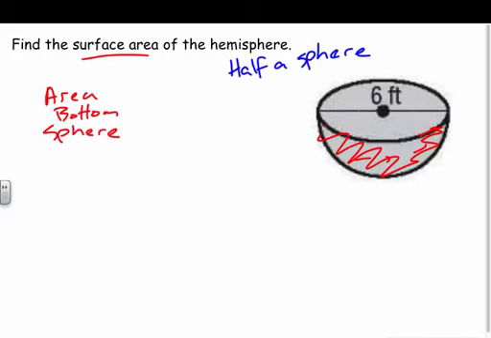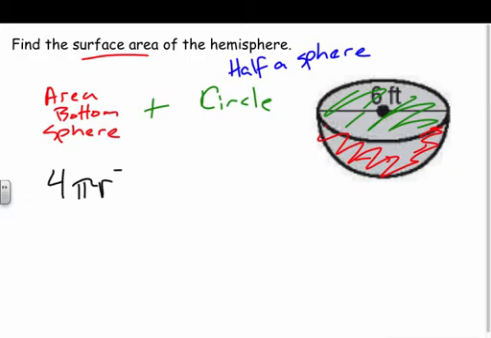And then I'll also need the area of this circle, the top of this hemisphere. So we're going to have to add on the circle there as well. So you have to come up with a plan. For the area of the bottom of the sphere, we would take the surface area of the whole sphere, 4 pi r squared, and cut it in half. Divide it by 2, just to get that bottom part.